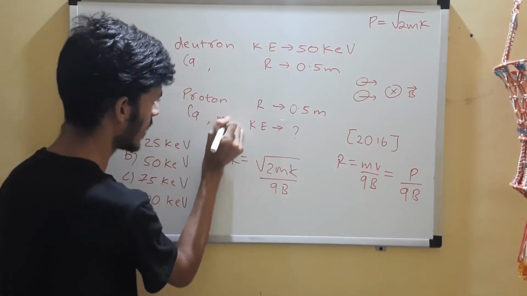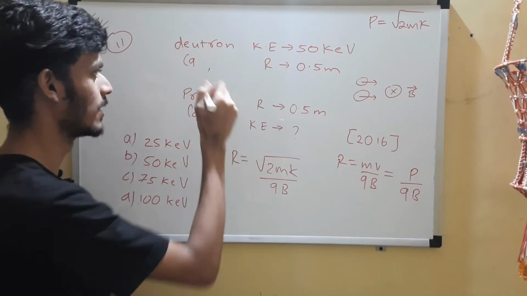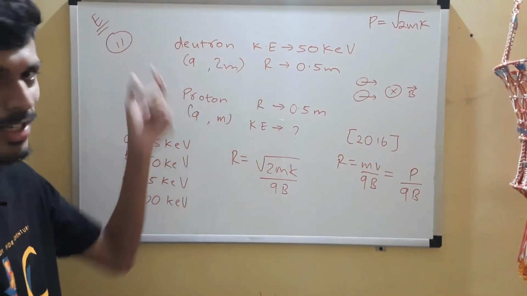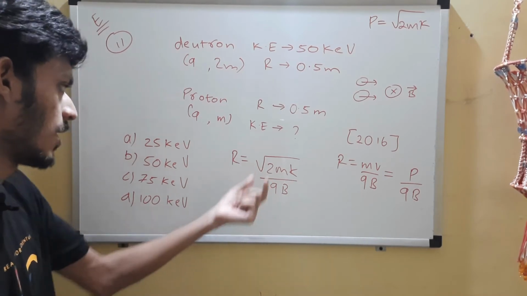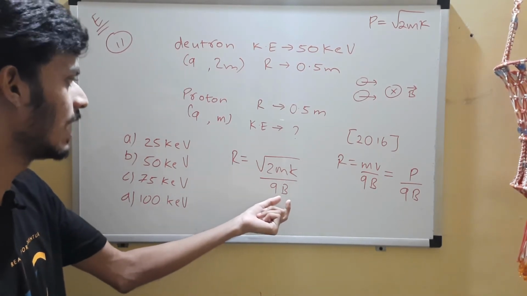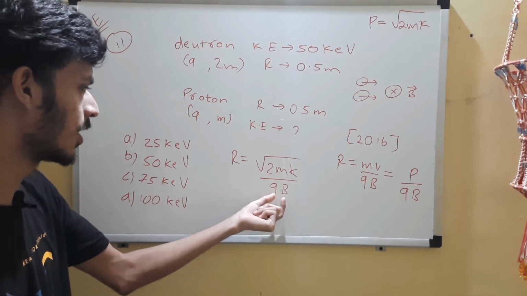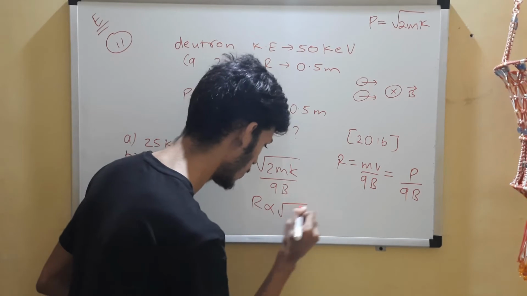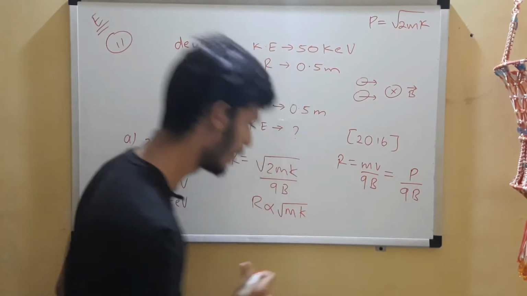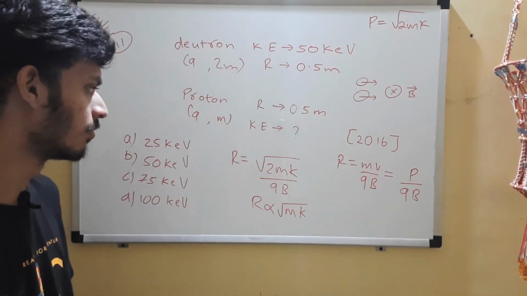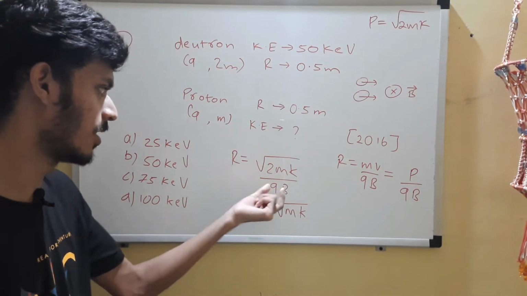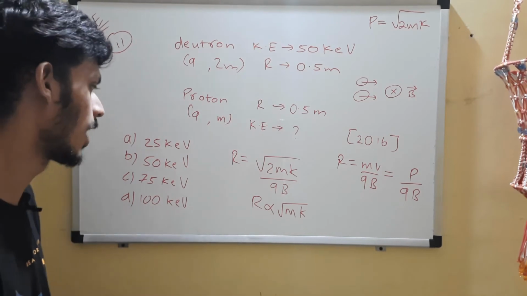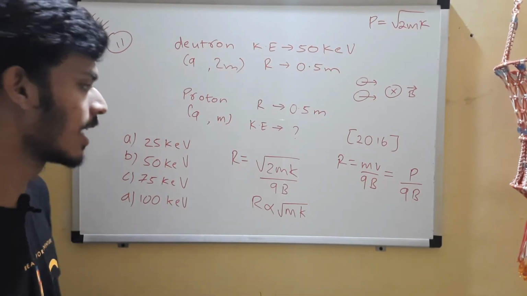The mass of the proton is m, then the mass of the deuteron is twice, 2m. The mass is twice, not the charge. So the mass is not the same, the charge is the same, and the magnetic field is the same. So you can write the radius as directly proportional to under root mK. Everything else is a constant: 2 is constant, q is constant, B is constant. It's the same for both, so when you take the ratio, it will cancel out.